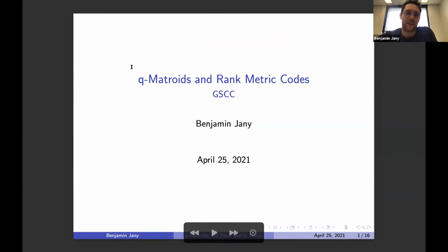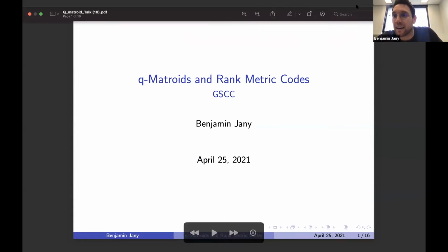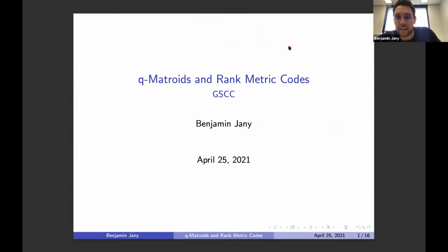Yeah, so today, as my title says, I'll be talking about q-Matroids and rank metric codes. So let me first explain a little bit what those two terms are. And let me get that spotlight thing. Okay, can you see that spotlight? Okay, cool. Okay, so let's start with q-Matroids.